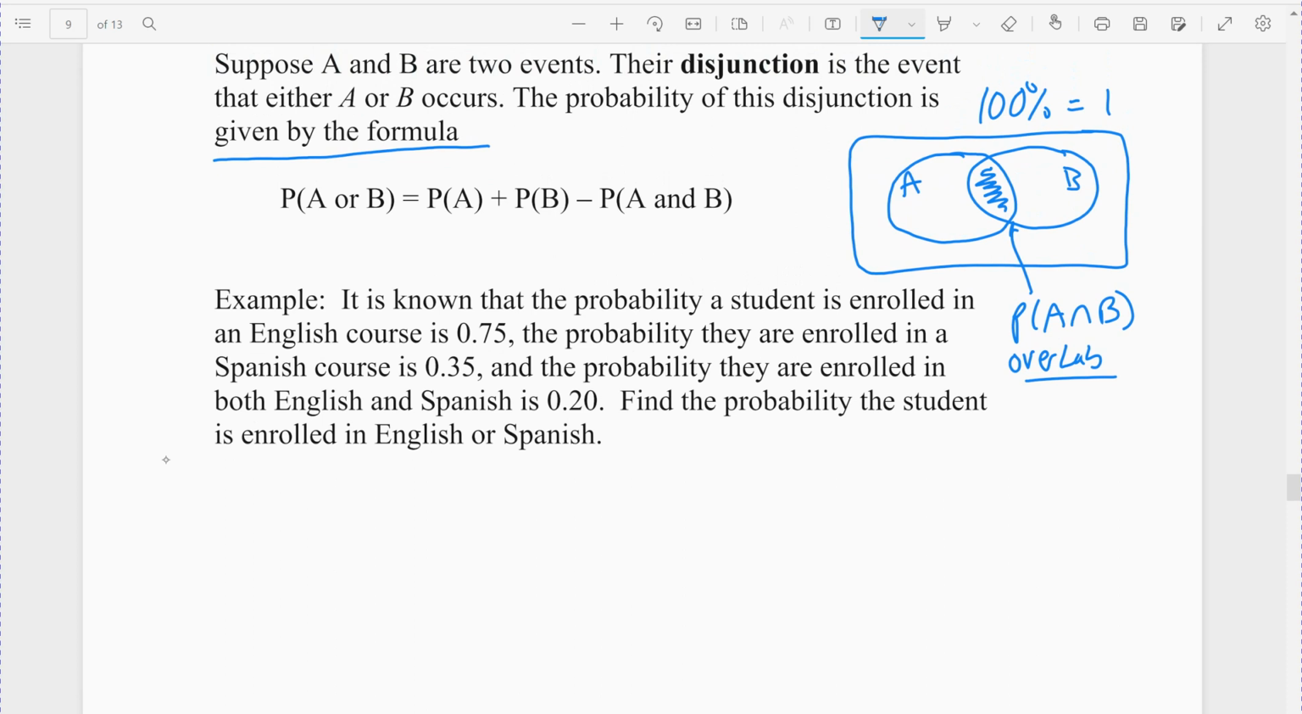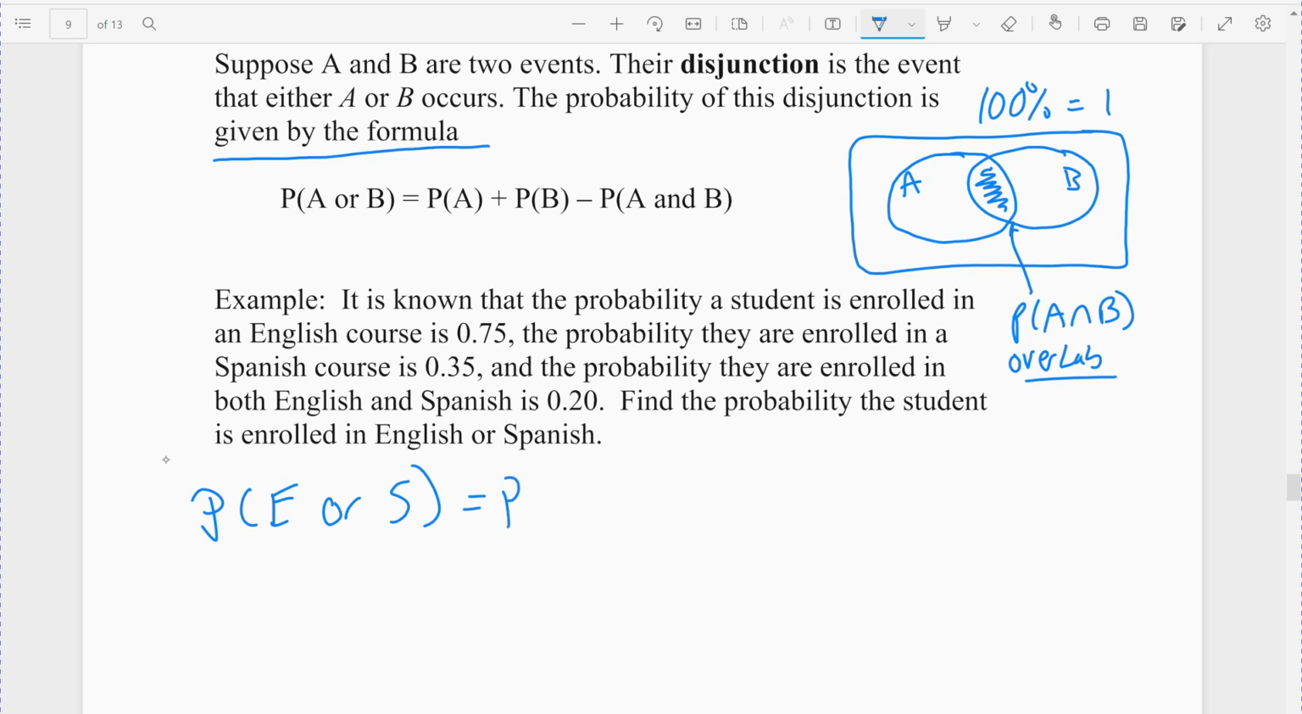So an example. Suppose that we know that the probability of student enrollment in an English class is 0.75. So 75% of the students enroll in an English class. The probability they enroll in a Spanish class is 0.35, 35% of the students. The probability they enrolled in both, meaning 20% of all the students, 100% of students, enroll in both. They're counted in the English group and the Spanish group. And so I've got to make sure those 20% who are in both aren't counted twice, otherwise it's no longer equally likely.